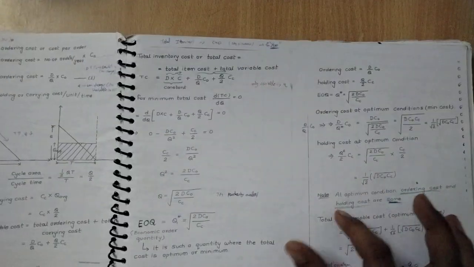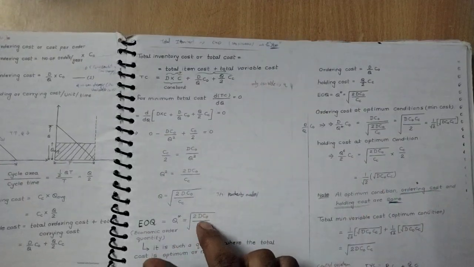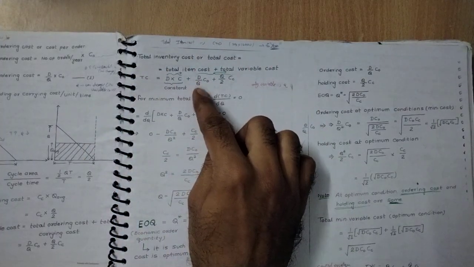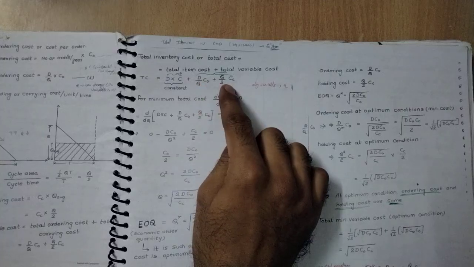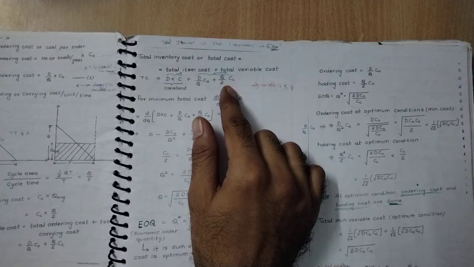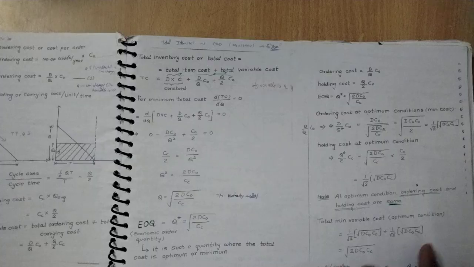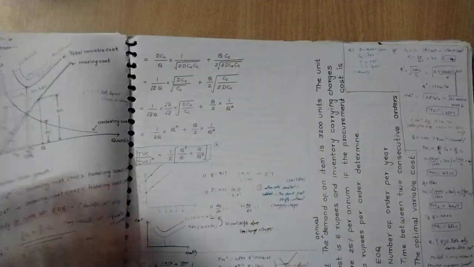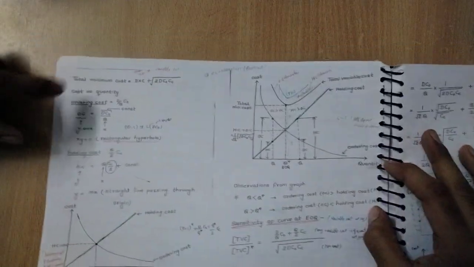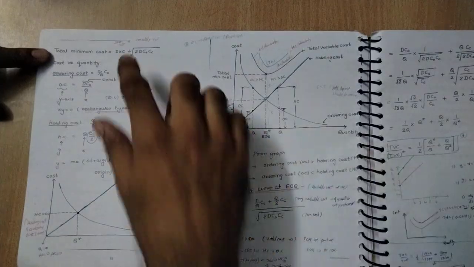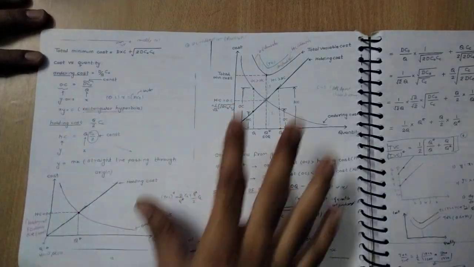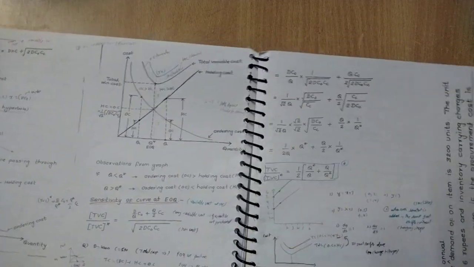So the economic order quantity equals root of 2D C0 divided by CC. This is the Q dash. For the total cost, D divided by Q into C0 is the ordering cost, and on average we take Q divided by 2 into CC as the carrying cost. I think you can understand. Whenever we add, the total minimum cost at the optimum condition will be root of 2D C0 CC. So the total minimum cost equals D into C plus root of 2D C0 CC. It is the basic thing only, guys, no need to confuse.